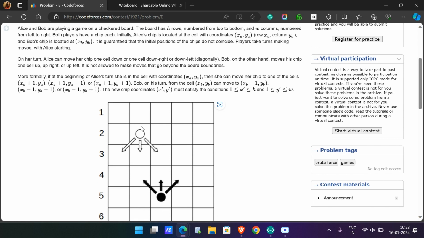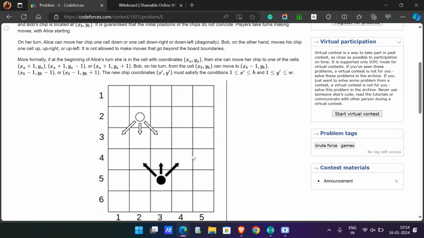For Elias, it is moving in the downward direction, either at the diagonal left, diagonal right, or just at the bottom. And for Bob, as you can see, the black one can move to the upward right, upward left, or just in the upward direction. So that is for Bob.